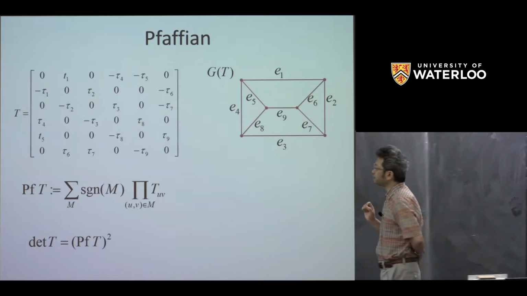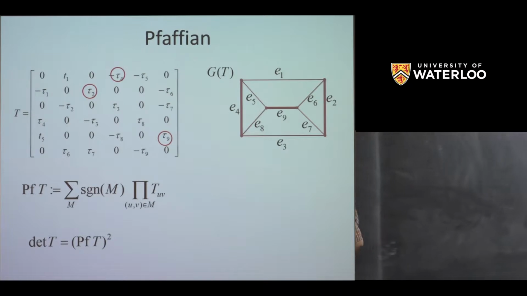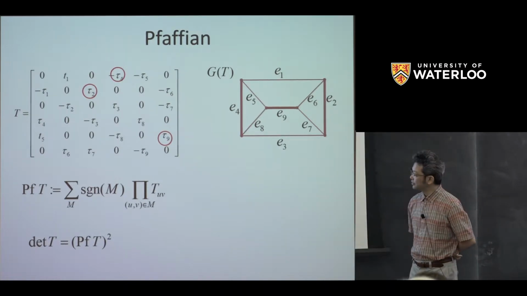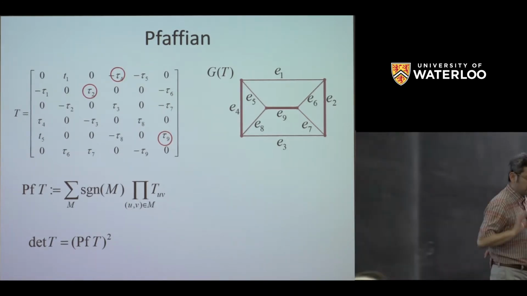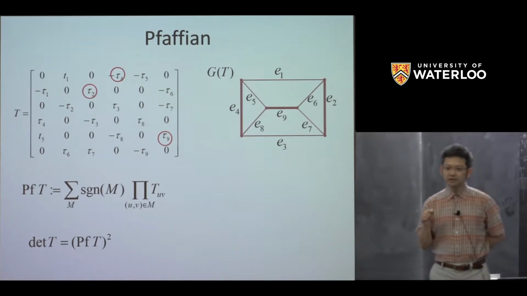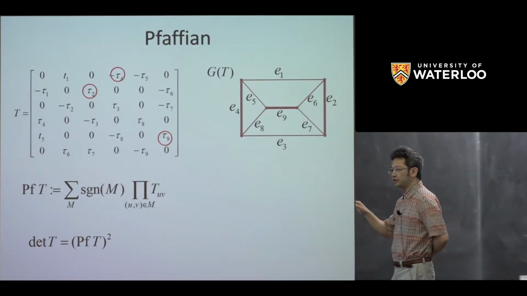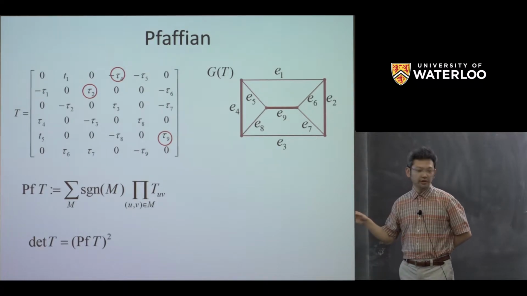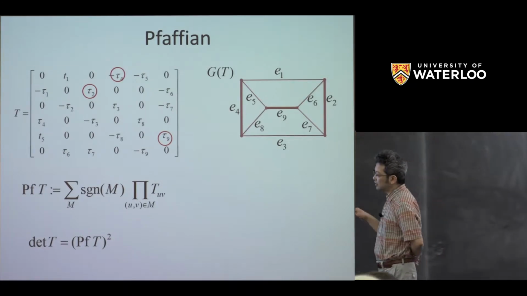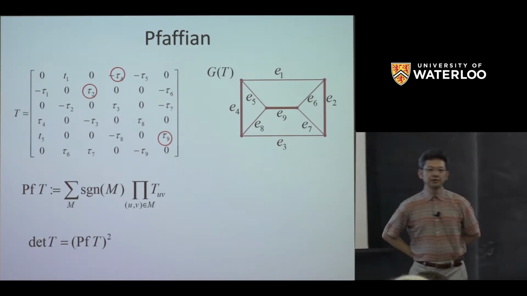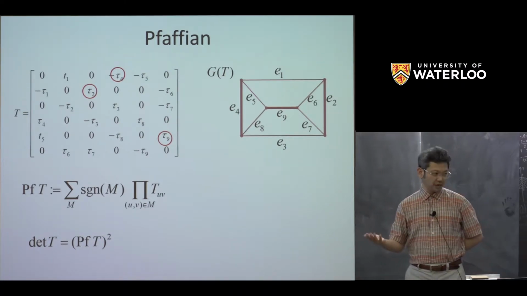For example, this perfect matching corresponds to these three numbers, and it appears here as a product. And the sign for each matching is defined in an appropriate manner. In some contexts of combinatorics, the way you define the sign is important, but at least in this talk, the sign doesn't matter so much. The important thing is that the square of this Pfaffian is equal to the determinant of T.